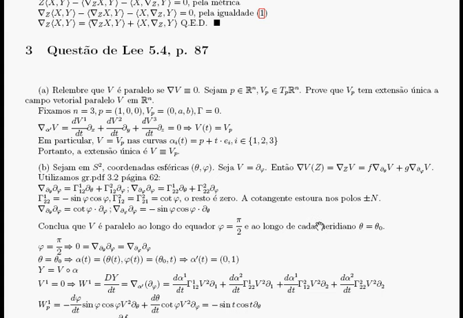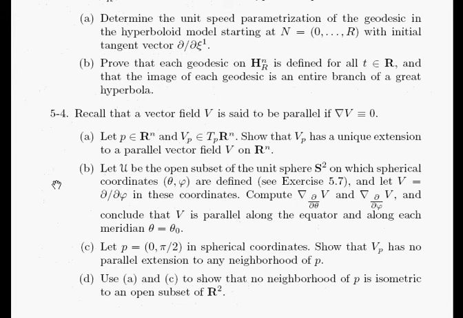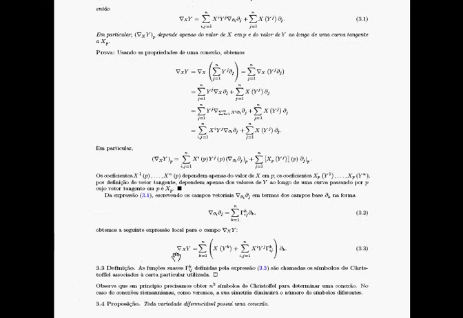a maximum, greater circle. Now conclude. Let me see, letter B. Compute this, compute that, and V is parallel along the equator and along its meridian, theta equals to theta 0.